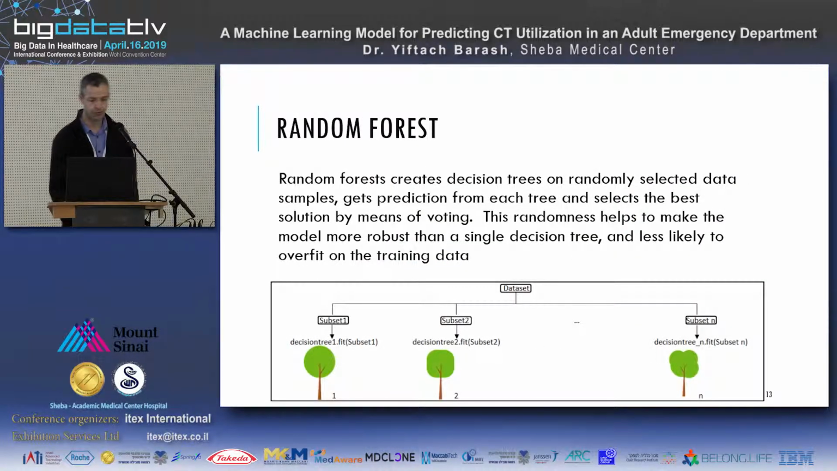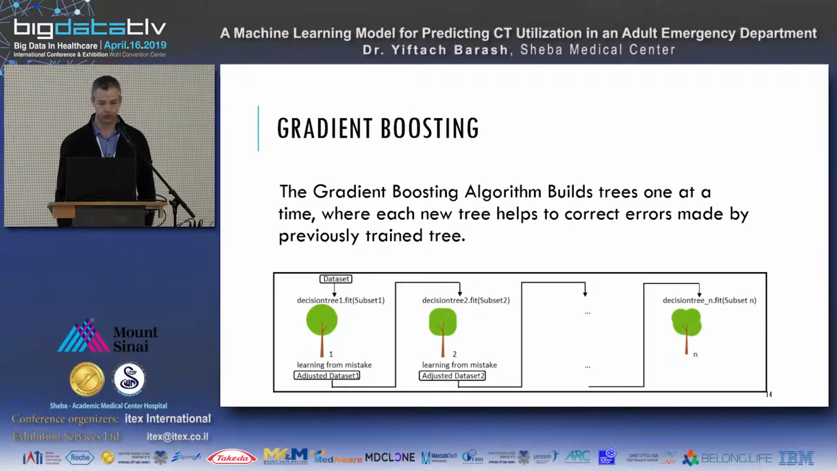The next level is a random forest, which creates decision trees on randomly selected data samples and gets a prediction from each tree and selects the best solution by means of voting. Finally, the algorithm we have used is gradient boosting, which is also based on decision trees, but in most tests shows better performance over the random forest. The gradient boosting algorithm builds trees one at a time, where each new tree helps to correct errors made by previously trained trees. We have used the CatBoost code, which utilizes GPU computing and thus helps us to analyze a very large data set efficiently.